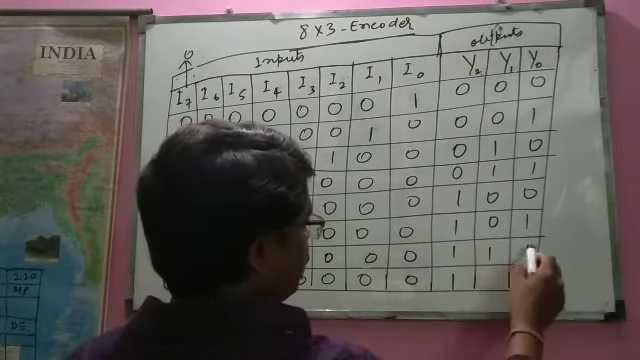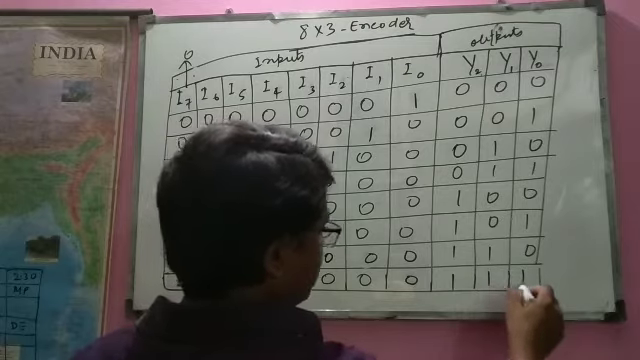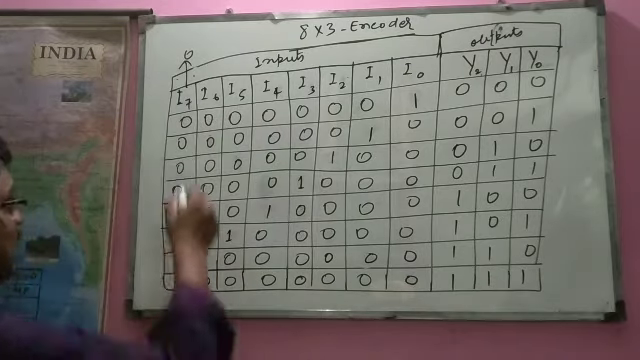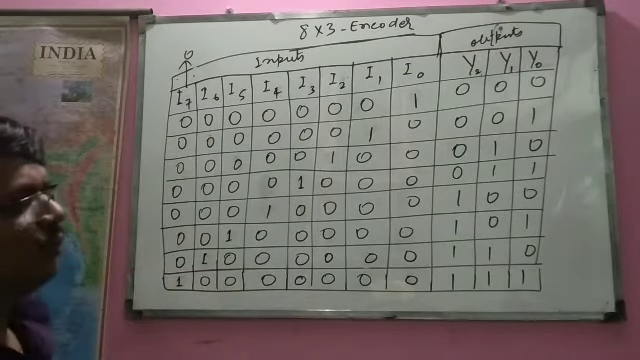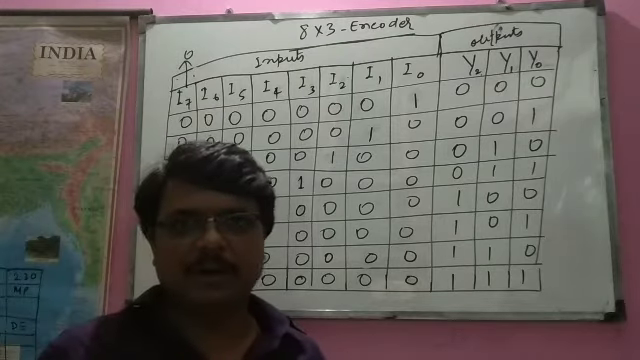This is the binary equivalent of 6. This is the binary equivalent of 7, because this is 7. Okay, so now it has been completed.